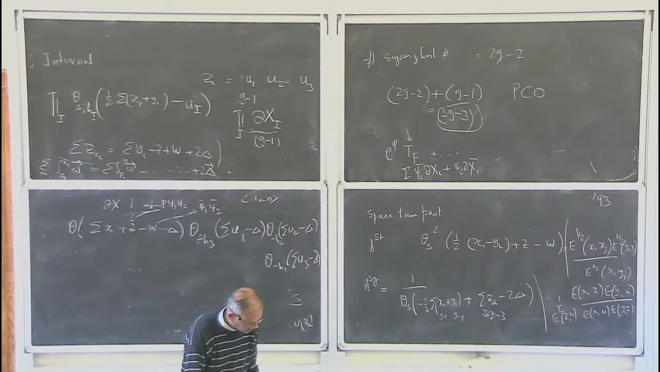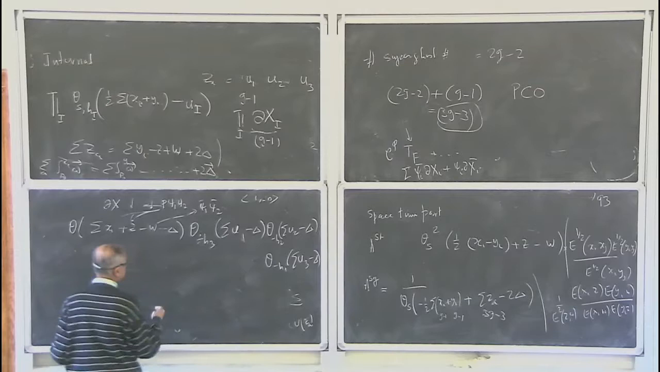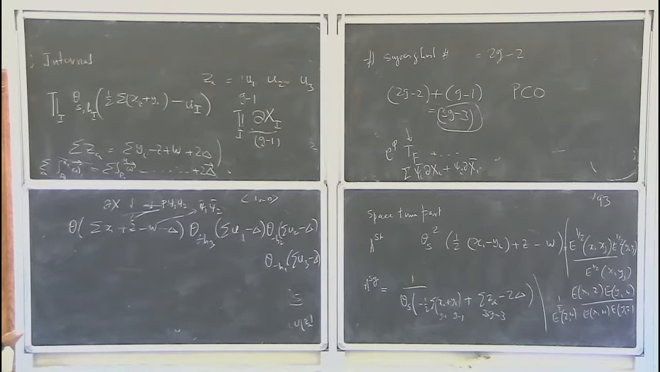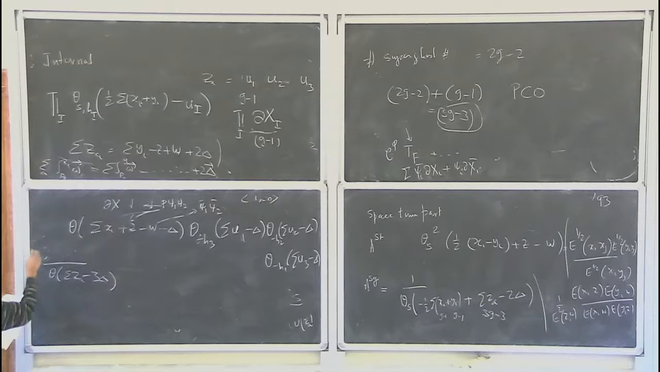So anyway, this is the final result after the spin structure sum. Now we can write down what these correlation functions are. Let me do a trick here. At the moment I have four theta functions. Now I can use this condition to write something like this. Multiply and divide: I write it as theta of sum ZA minus 3 delta, and then rewrite that on the top.